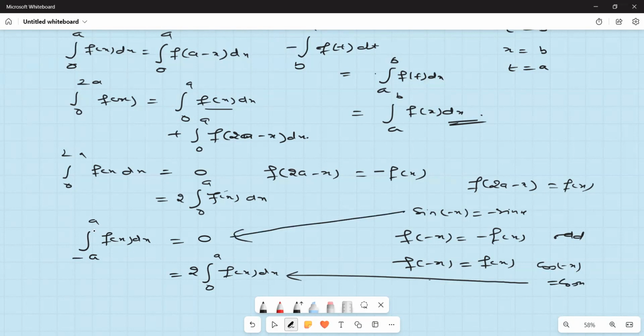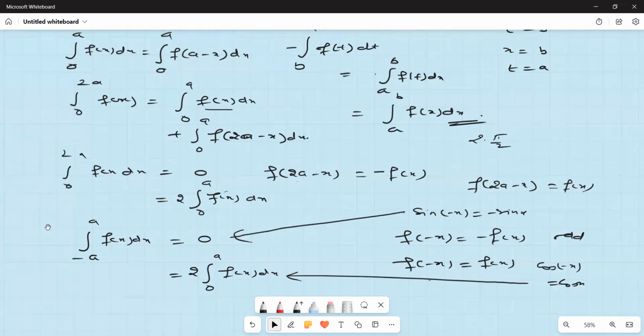Clear? Same, this is for pi minus x, cos will be negative, so that is an odd function. But for sine, because pi I can write as 2 into pi by 2, pi minus x for sine is an even function. So the same will be there.